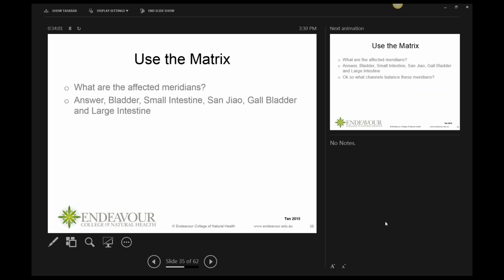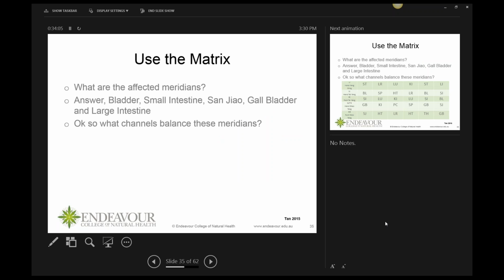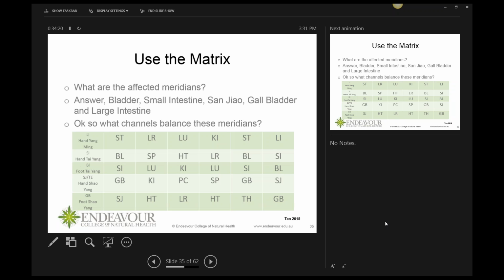So basically everything apart from the stomach is involved in this pain. Well, every yang channel apart from the stomach is involved in this one. So, okay, how can we balance these meridians? We've done what meridians are affected, which is our step 1. What's our balancing treatment, which is step 2.